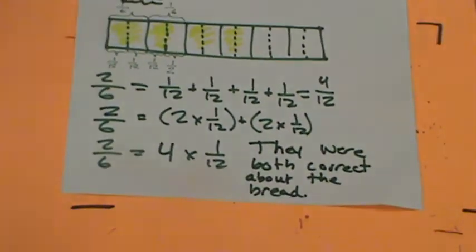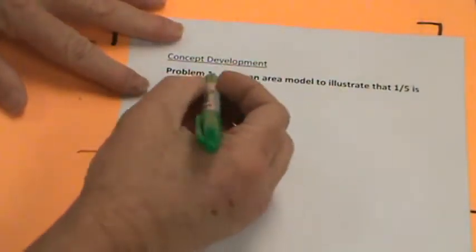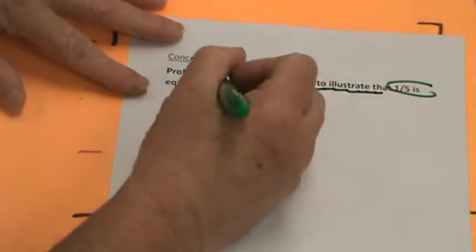Okay, and really write the whole thing down so we really get in the habit of doing this, okay? You go and pause that if you need to. And we'll go on to the next page. We're going to draw an area model to illustrate that 1/5 is equal to 2/10, okay? So let's draw the area model first.